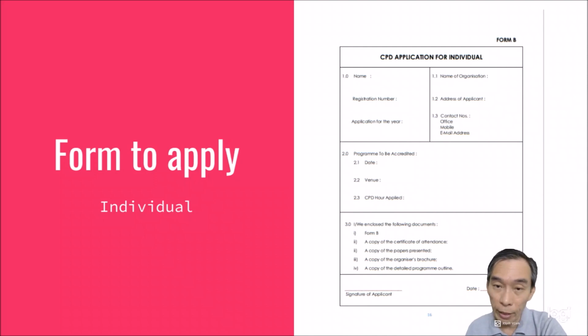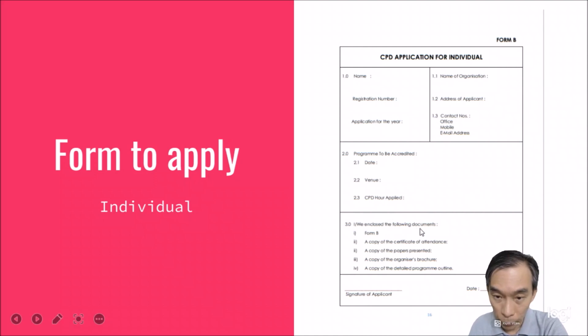Let's say you have done a CPD activity and you want to claim that particular CPD activity. So you can see name, registration number for the year, who is the organization you are with, and then you actually can do a CPD application to make your particular event a CPD point registered event. The event program you're going to deliver, the venue, where it is, and the CPD hours applied.